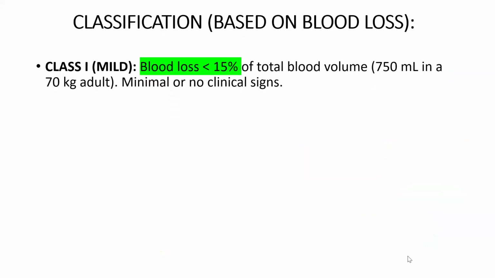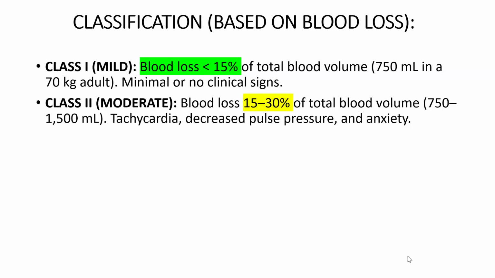Okay, so how do we classify hemorrhagic shock? The American Trauma Society has a beautiful classification which is mandatory for all of you to know. This is something that you cannot go to your practical exams or even your theory exams without knowing. Okay. So, based on blood loss, class 1, that is mild, is usually less than 15% of the total blood volume lost, roughly between 750 ml to 800 ml in a patient of 70 kgs weight. Usually, the body can tolerate such blood losses and there will be minimal or no clinical signs.